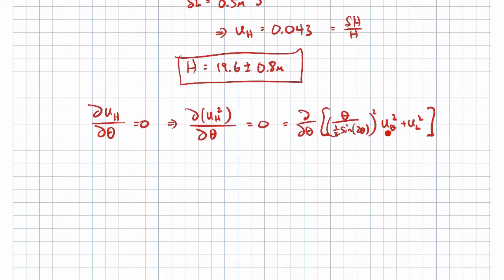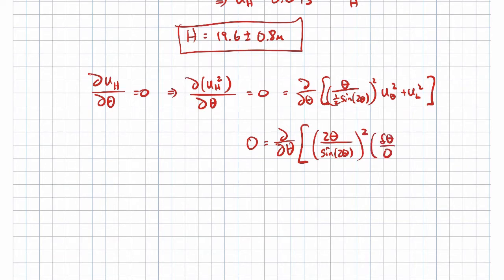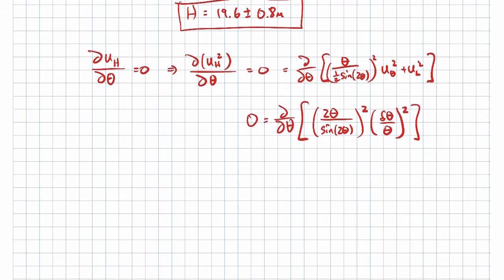U_theta is a function of theta, so I should really expand that out, right? Let me write that out. This will be theta over, I'm going to put the 2 in the numerator there just to make it a little easier. So this whole thing squared, and then the U_theta squared, that's really d theta over theta, that quantity squared. And I'm not going to worry about the U_L. We already said that the derivative of that goes to 0, so I'm not going to worry about that.